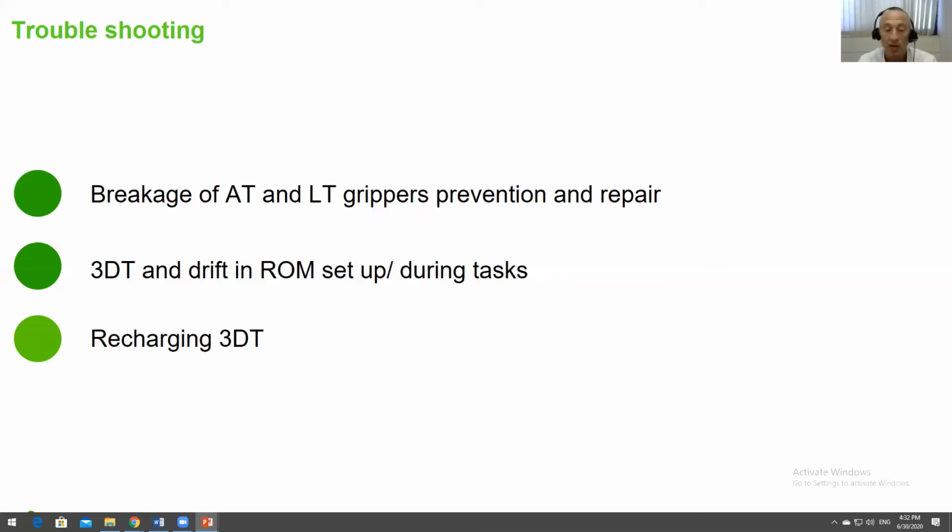Now, to recharge the sensor, the 3DT, you should only recharge using a USB cable to the computer. So it's only a USB. It should not be with a plug socket and a USB with a plug adapter, but it should be a USB cable only to the computer.